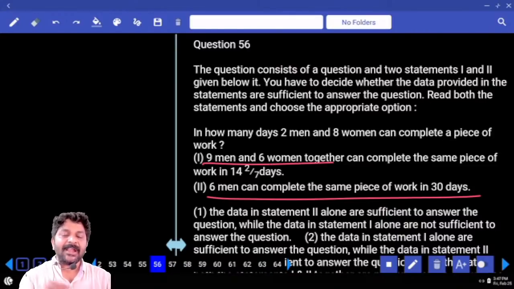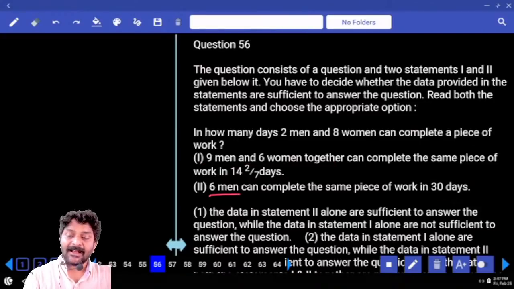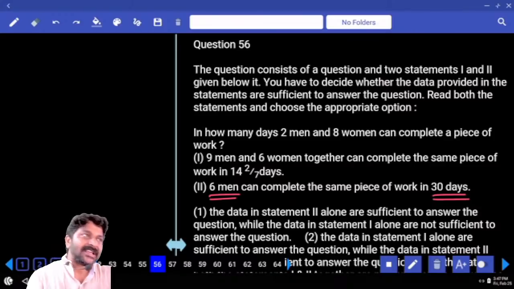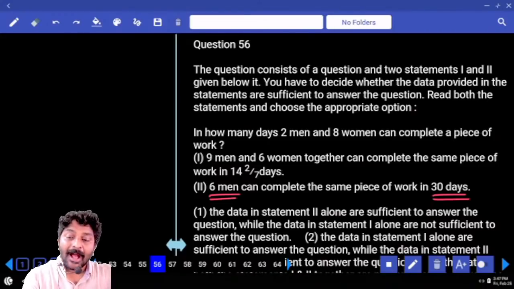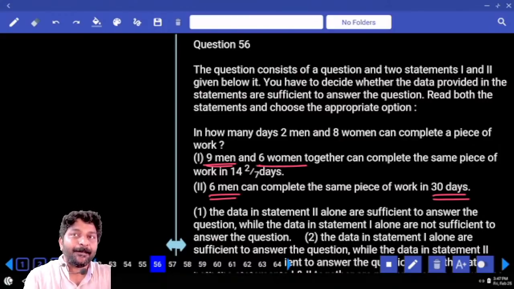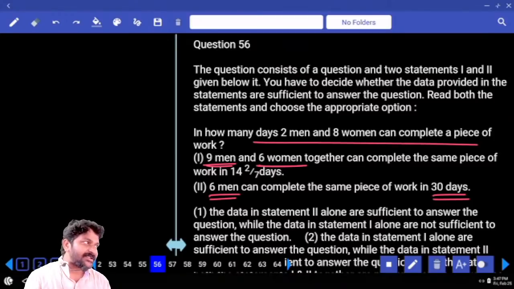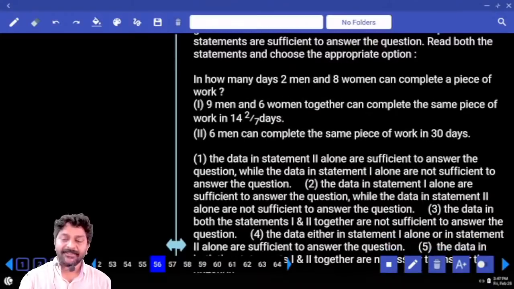Understood? Using 1 and 2, can we get the relation between men and women? Yes. Here, if 6 men complete it in 30 days, can we find how much work 1 man does in 1 day? Come on. Then we also know the work of 9 men. Subtracting that, what remains is the work of 6 women. So we know how much work women do and how much work men do. Substituting both, we get the answer. We don't have to answer the question in terms of a number. We just need to make sure whether we can answer it or not. That's all. So using both statements together, we can definitely answer it. Okay, right.